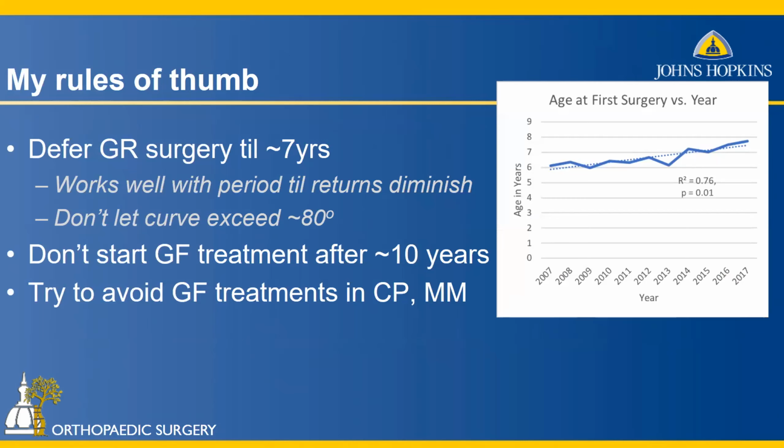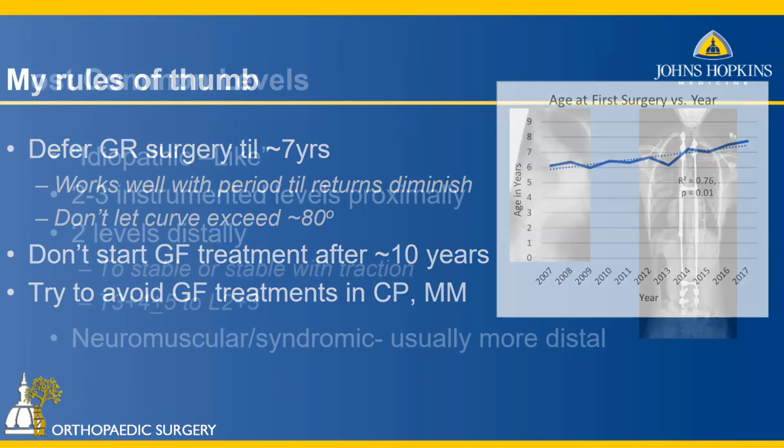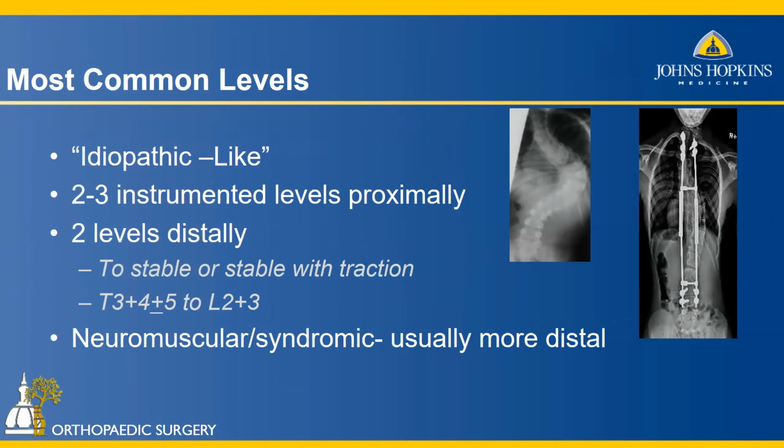Also, in some of the neuromuscular patients that are higher risk, such as CP and Milos, be wary of that infection rate, and you may not want to do the growing treatment at all. For growing treatments, the most common levels in an idiopathic-like patient are 2 or 3 levels of anchors proximally and 2 distally. For a neuromuscular patient, we go more distal. So usually it's T3 to L3 or L4, as shown here.